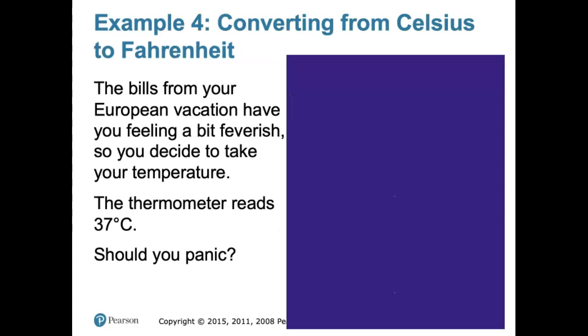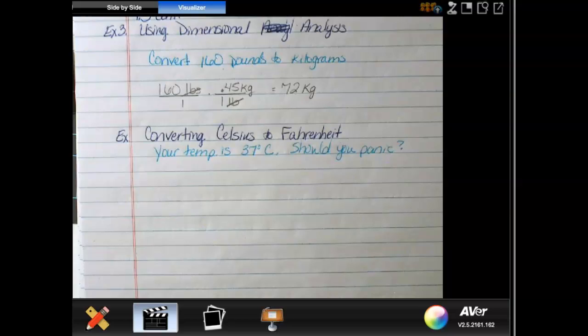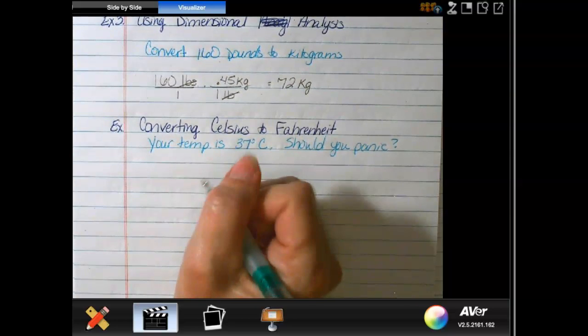So example number 4, converting from Celsius to Fahrenheit, says the bills from your European vacation have you feeling a bit feverish, so you decide to take your temperature. The thermometer reads 37 degrees Celsius. Should you panic? Okay, do the work for just a second and then come back and check to see if you've got the same thing I do. All right, hopefully you've done this. So let's go ahead and see.